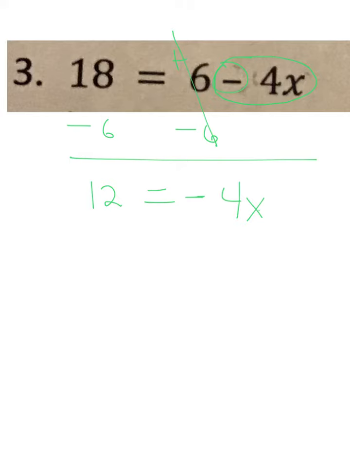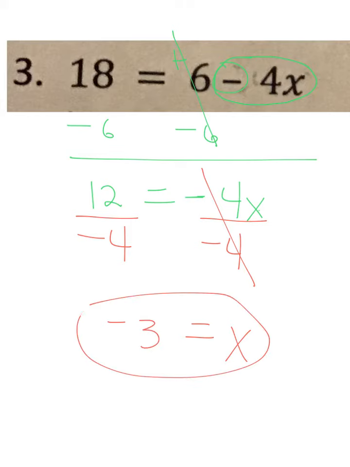All right, 12 equals negative 4 times x. So now we're going to divide both sides, again, by negative 4, not 4. We do the same sign when we multiply or divide. This cancels out, and we get x equals 12 divided by negative 4, which is negative 3.